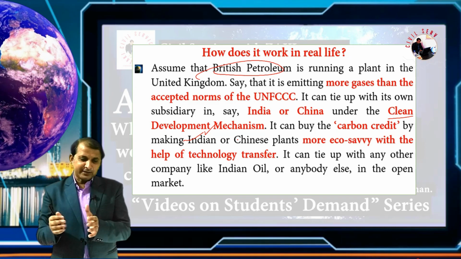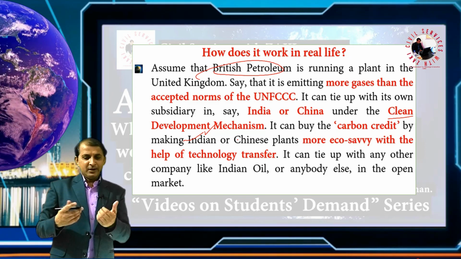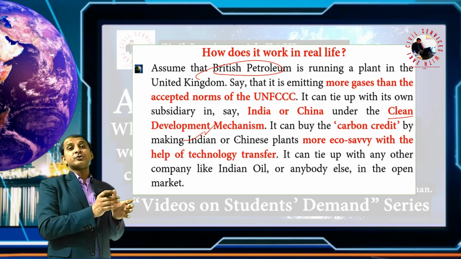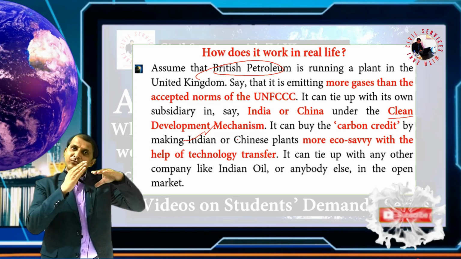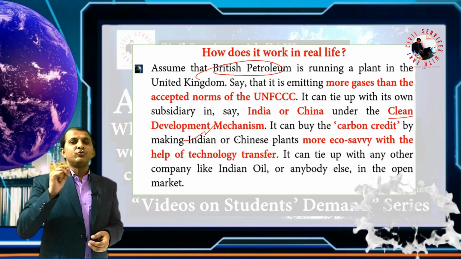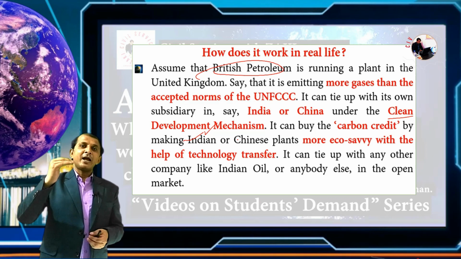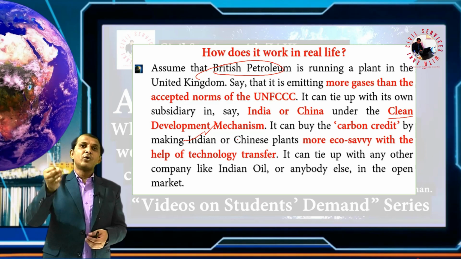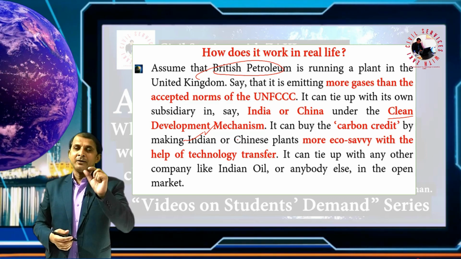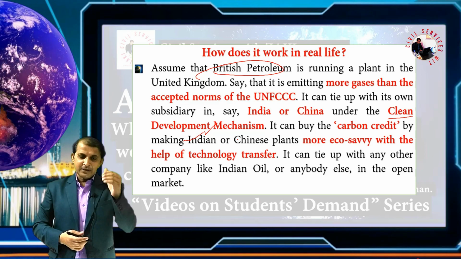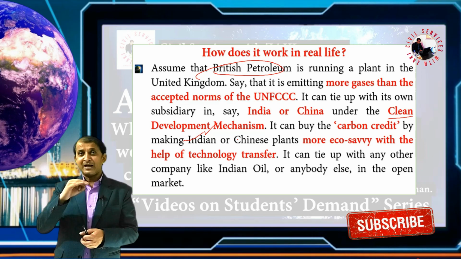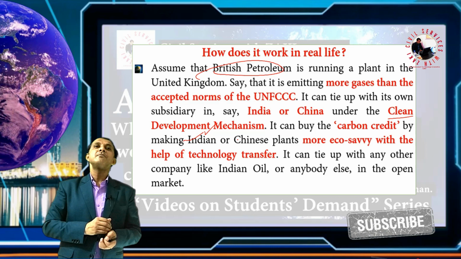So it can tie up with any other company, like Indian Oil or anybody else. If they produce 7 tons, the cap is 5 tons, and another Indian company produces only 2 tons, but their cap or credit is 4 tons. It means 2 tons more. Then these 2 tons are bought by British Petroleum. That's why this basically balances the work in this carbon market.